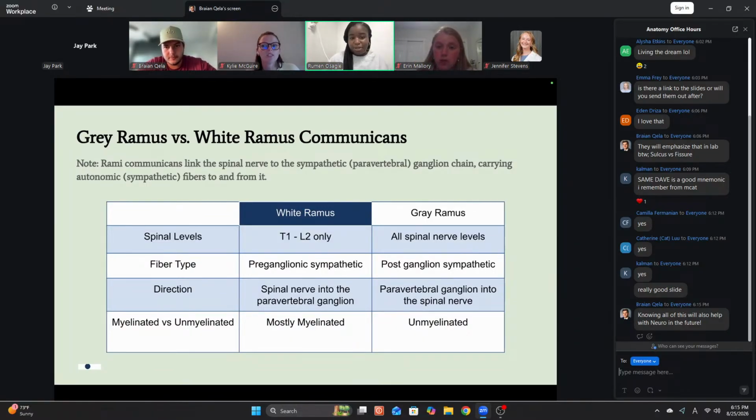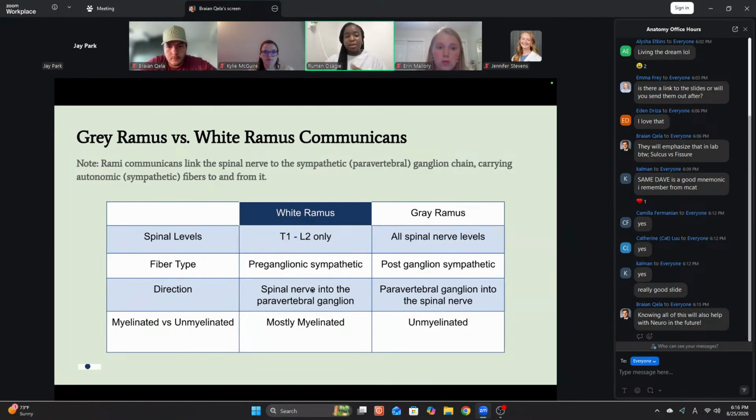The fiber type that the white ramus communicans carries is preganglionic sympathetic fibers, and it's going from the spinal nerve into the paravertebral ganglion, aka the sympathetic ganglion chain, whatever you want to call it. Just know that it's carrying those preganglionic sympathetic fibers from the spinal nerve into the paravertebral ganglion. And it's white, meaning that it's mostly myelinated. It's the one that's more myelinated.